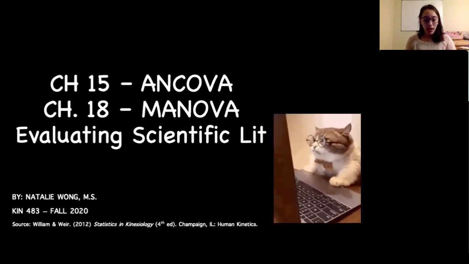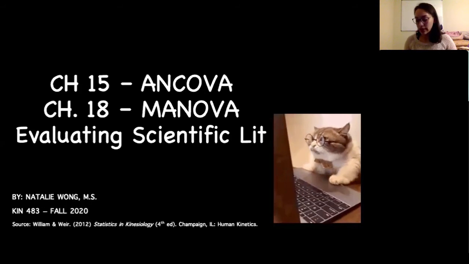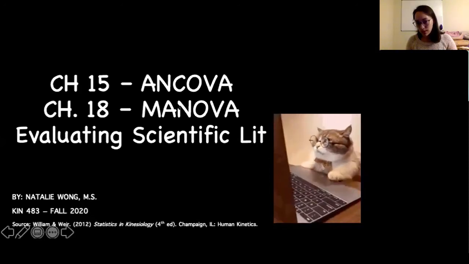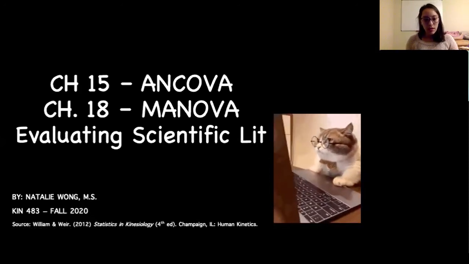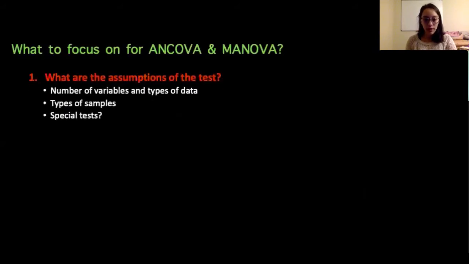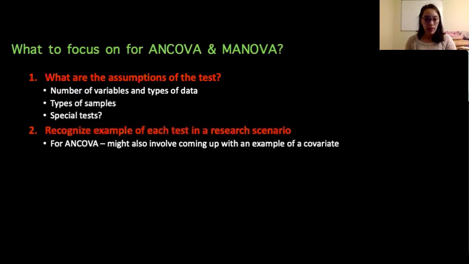So if you're going into research, it's good to know that they exist, but there are definitely alternatives to using these types of tests. So I compiled a list of things that I think might be important for you to focus on in terms of what to know. So as always, know the assumptions, right? So how many variables, types of variables, if there's any special tests that have to be done, like sphericity or homogeneity of variance, and then any other characteristics like how the samples were collected.